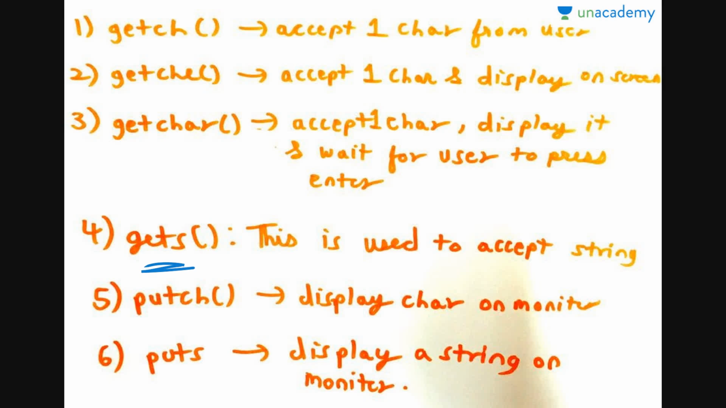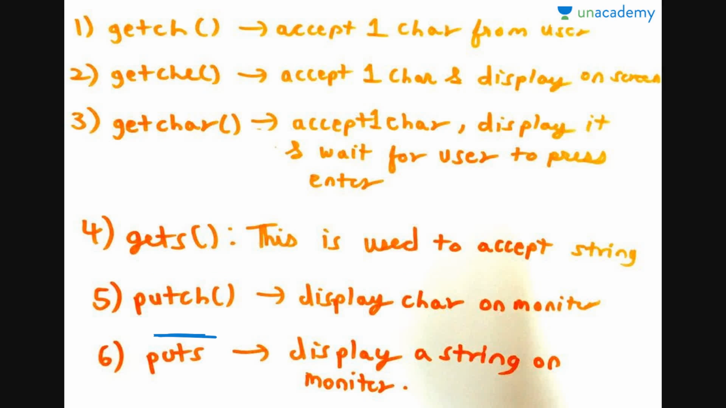Now gets, this is used to accept a string. Now what is a string? Most of you must have forgotten what a string is. That's why I told you to refer to the previous lectures. A string is a group of characters. A group of characters is known as a string. It means you accept a word. For that, gets can be used.